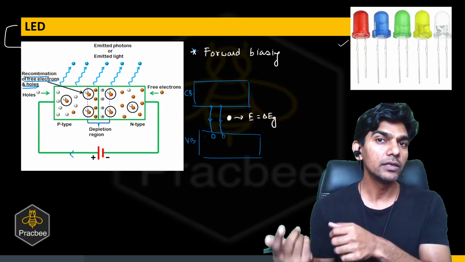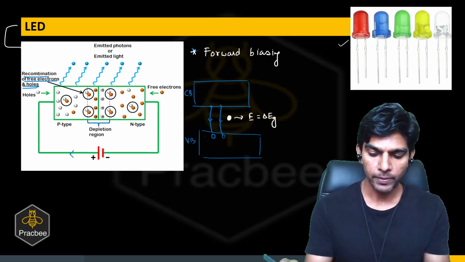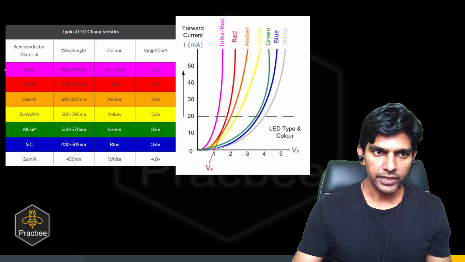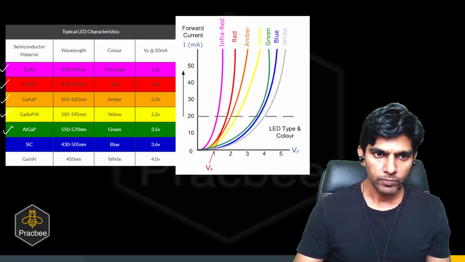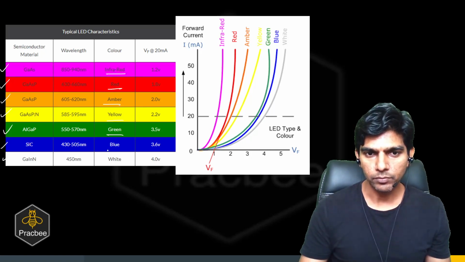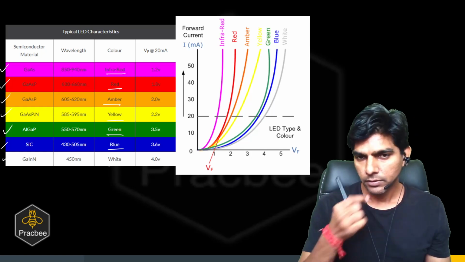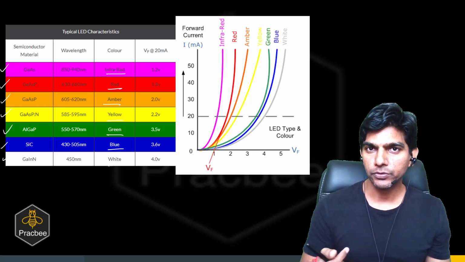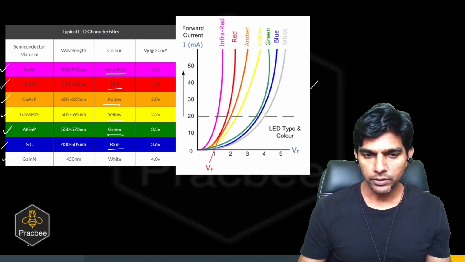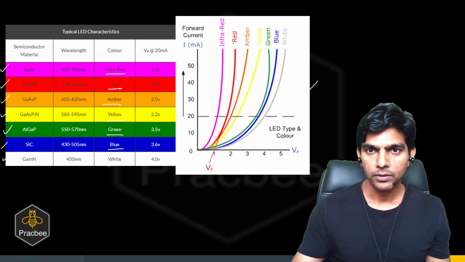So we'll be having different colors of light depending upon the dopings, right? Depending upon the doping. So can you see if we have different doping agents, in that case we'll have different colors, right? So we can have infrared, we have red, amber, yellow, green, blue, white. So all these types of colors can be produced with the help of LEDs, and these are the VI characteristics that we have to remember. You should remember the order. So first we have infrared, then red, amber, yellow, green, blue, and white.